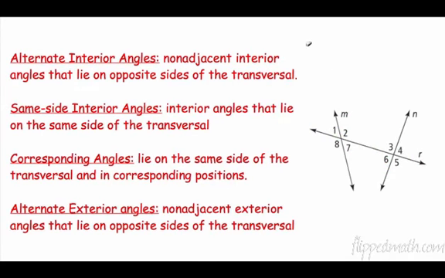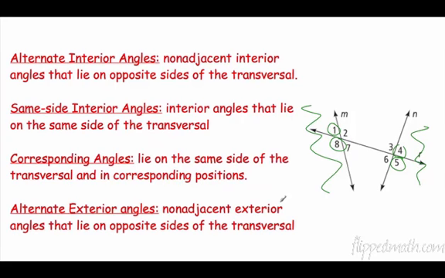Alternate exterior angles, non-adjacent, so they can't be next to each other. Exterior angles that lie on opposite sides. So these are all exterior, so they've got to be on the outside. So 4, 5, 1, and 8, those are the ones we're talking about. Let's look at number 1. If 1 is on the top side, it has to be on the opposite side, so the opposite side would be 5 because it cannot be adjacent. Remember, adjacent's right next to it. So 1 and 5 would be alternate exterior angles. 4 and 8 would be alternate exterior angles.